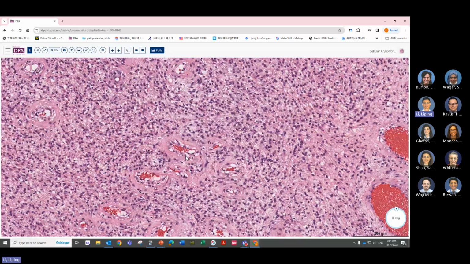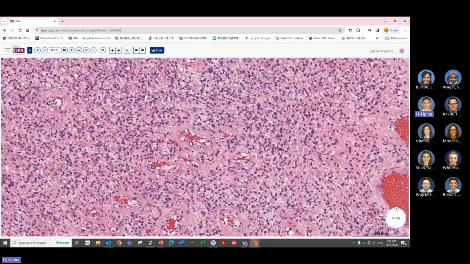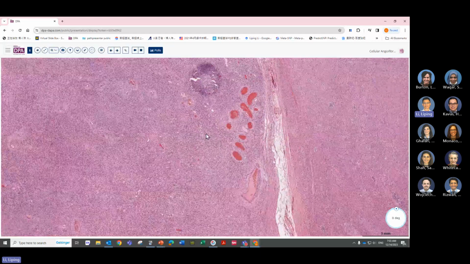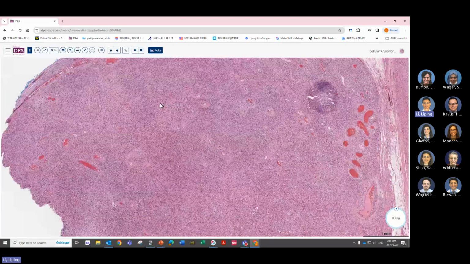You won't see just hypocellular and hypercellular areas like AMFB. All the lesion, like here, is really hypercellular.